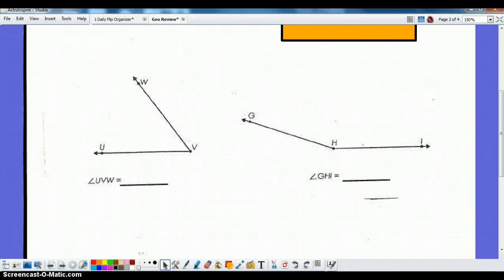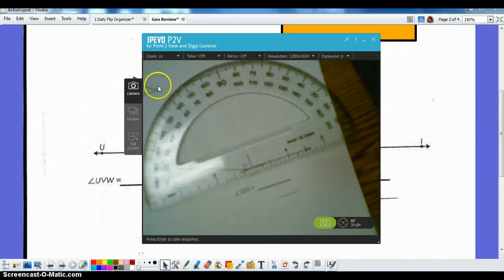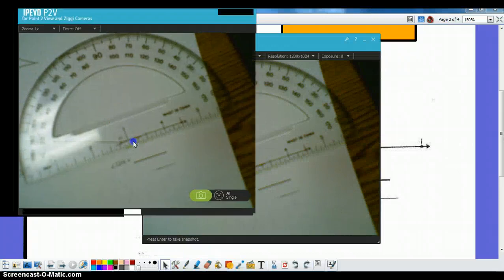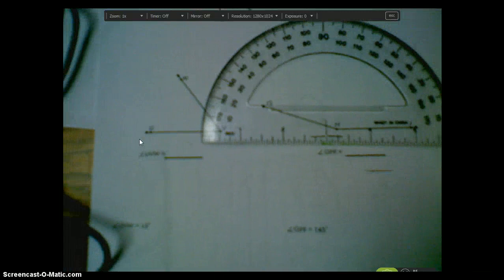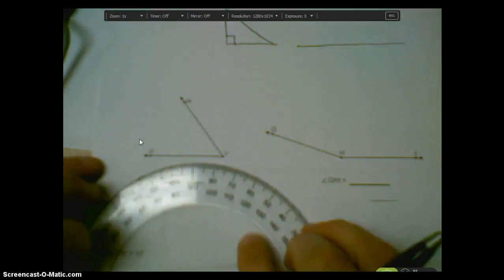I'm actually going to project it on my document camera here at school. Here's my document camera. Let me make it a little bit bigger so you can actually see it. Sorry for the blurriness. Just give it a second. Let me raise this up a little so you can actually see it. Okay. Here's the first thing I need to do.